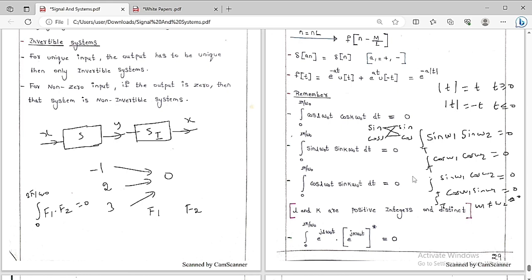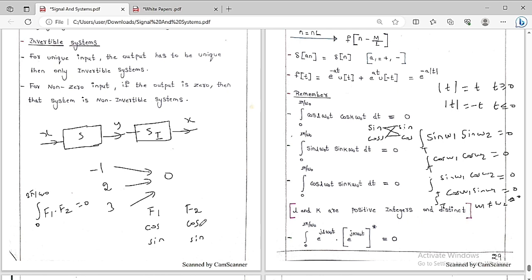Your first term can be cos or sin, and here it can be cos or sin, but the frequencies are different. Their frequency should never be the same. They should be different. Then only it is going to happen. If they are the same, its value is not equal to 0. So if one is cos, the other can be cos; if cos, then sin; if sin, then cos; if sin, then sin. But the frequency should be different. If they are the same, it is not equal to 0.